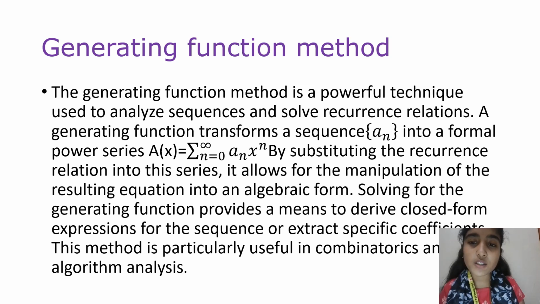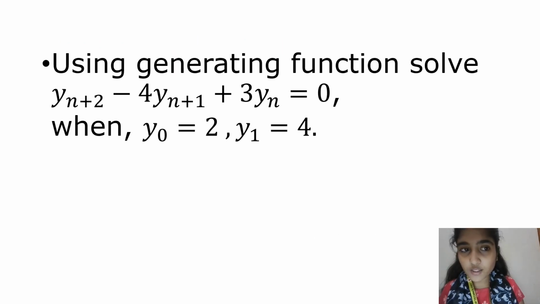The generating function method is a powerful technique used to analyze sequences and solve recurrence relations. A generating function transforms a sequence a(n) into a power series A(x) = sigma n equals 0 to infinity a(n) x^n. By substituting the recurrence relation into this series, it allows for the manipulation of the resulting equation into an algebraic form. Solving for the generating function provides a means to derive closed form expressions for the sequence or extract specific coefficients. This method is particularly useful in combinatorics and algorithm analysis. So moving to the next slide.